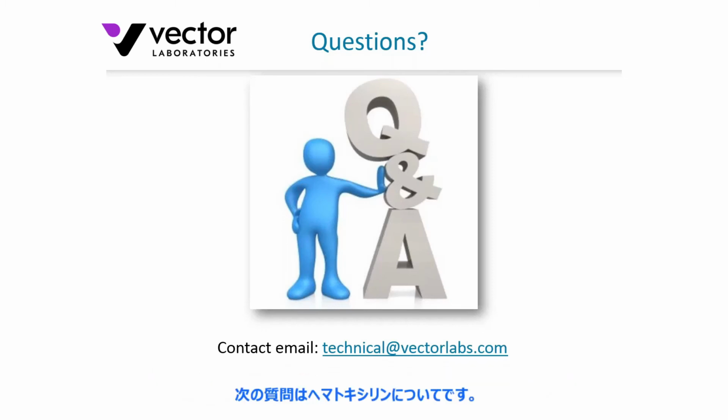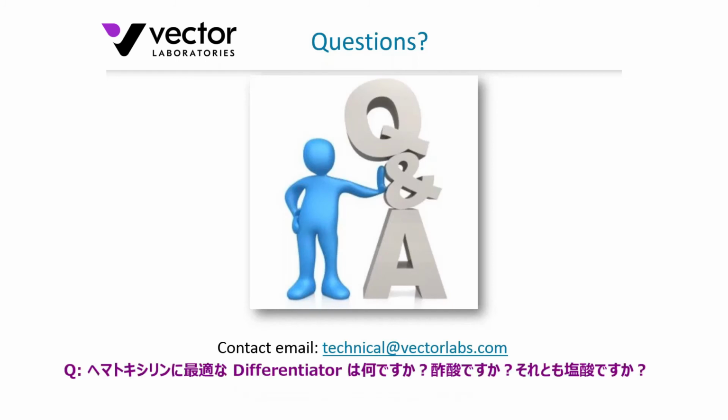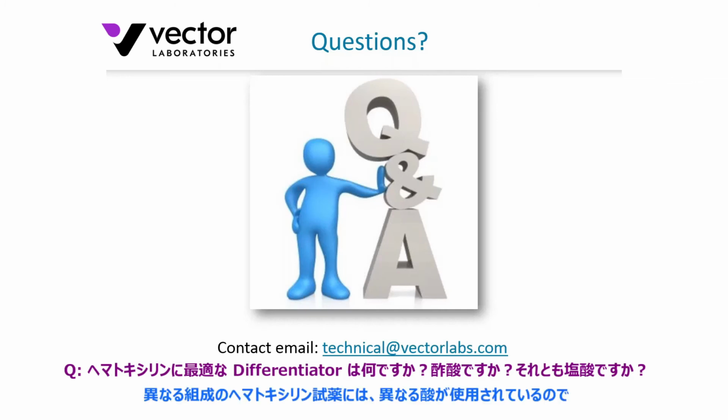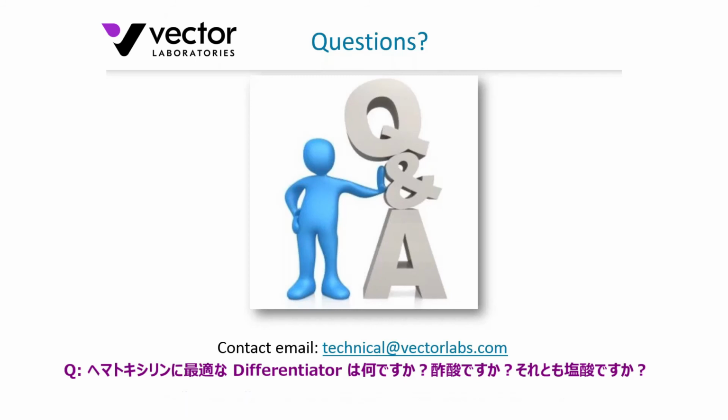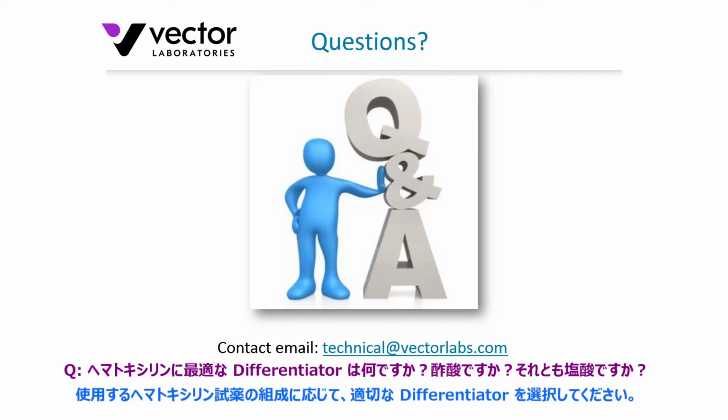All right, thank you. The next question is about hematoxylin. What is the optimal differentiation step for hematoxylin, acetic acid, or HCl? Yes, I do know that, at least in the formulations of some of the different hematoxylins, there are different acids that are used. But the different differentiators may be particular to the actual formulation of hematoxylin you're using. So I don't know that there's a universal answer to that. Indeed, I would highly recommend looking at the formulation or the recipe of the hematoxylin you've got there, and use an appropriate differentiator for that.